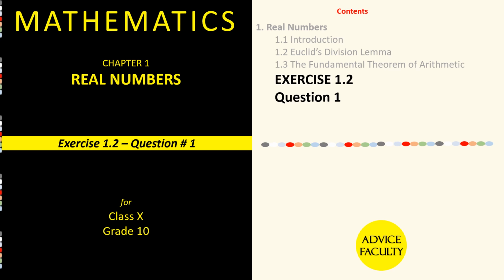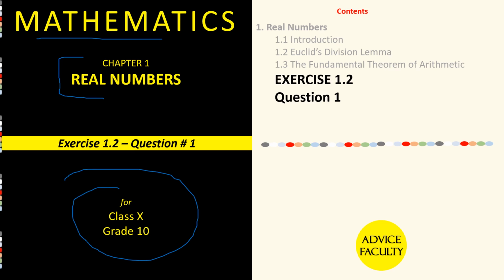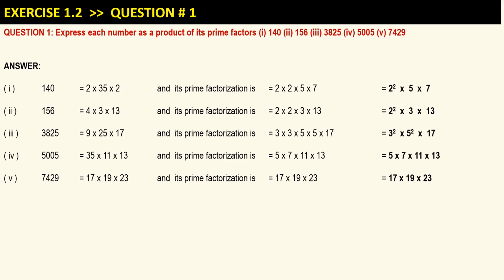Hi, this is a session on mathematics, chapter 1, real numbers, for grade 10, exercise 1.2's question number 1. The question says, express each number as a product of its prime factors, and the numbers are 140, 156, 3825, 5005, 7429. So the first is 140.